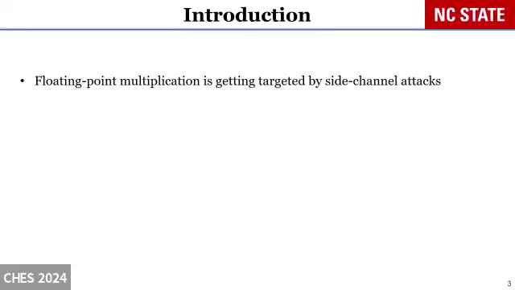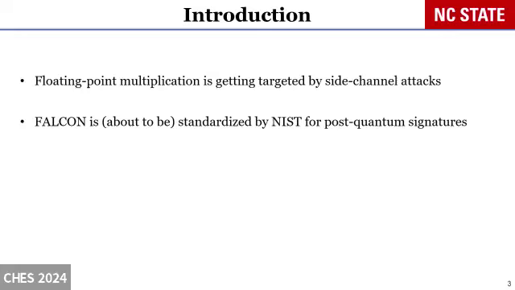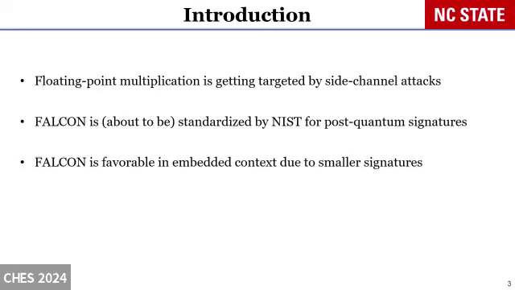To give you a proper introduction, floating point multiplication has been targeted recently with side channel attacks. The classical algorithms, AES, RSA, DSA, whatever, do not use floating point operations. That's why it has been omitted for a very long time. However, we see that the Falcon algorithm is using floating point multiplications, and Falcon has been chosen by NIST to be a standard. The reason it was chosen was the small signature sizes, which make Falcon useful for embedded applications. And in embedded applications, side channels are of primary concern.